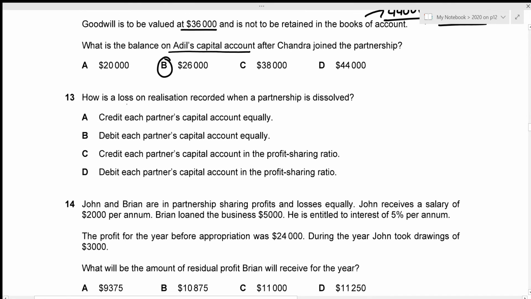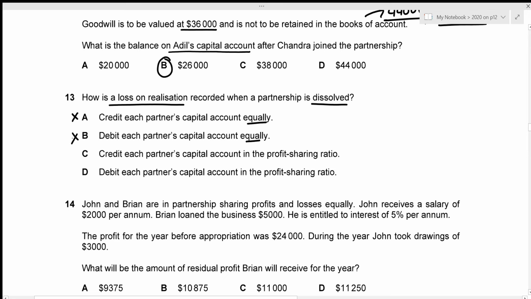How is a loss on realization recorded when a partnership is dissolved? So we know that the loss on realization should be divided in the profit sharing ratio, right? And here for option A and B, we are told that it is to be divided equally. So automatically these two options are going to be incorrect.